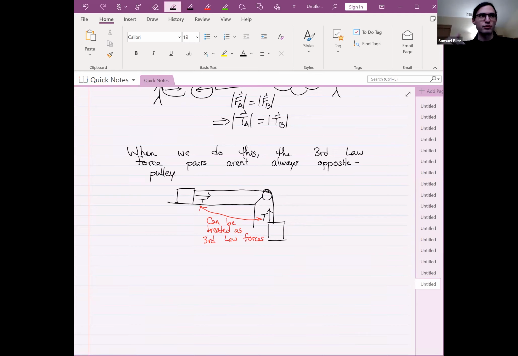So for the sake of not the remainder of this course, but at least for now, we're going to idealize pulleys the same way we idealize ropes. We're going to assume they're massless and frictionless. The magnitudes are the same.